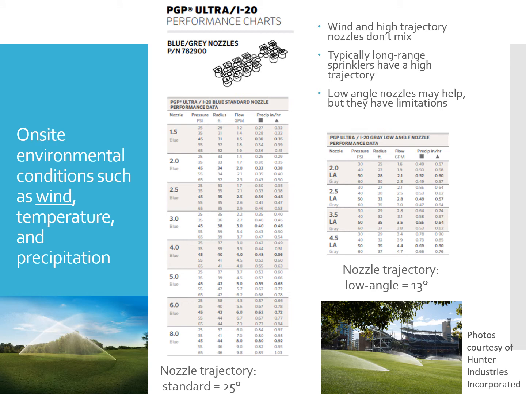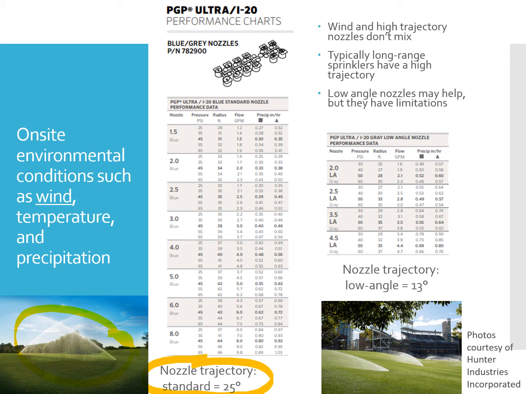Next are on-site environmental conditions such as wind, temperature, and precipitation. In this particular example, I'm going to be talking about wind. When you have a rotor sprinkler, they typically have a trajectory or an angle of about 25 degrees. This image on the left on the bottom shows a sprinkler head that is likely about 25 degrees. The problem with that sometimes is if you have wind. You can imagine if the wind was blowing and you have a trajectory of 25 degrees and you are spraying into the wind, it's not going to be real effective.